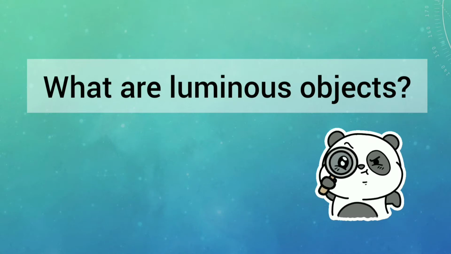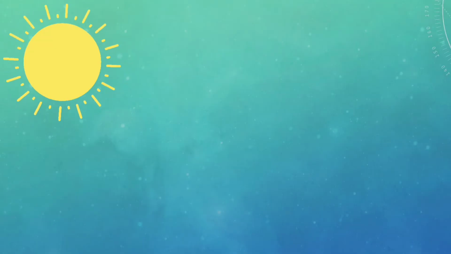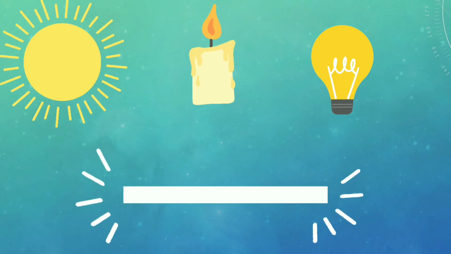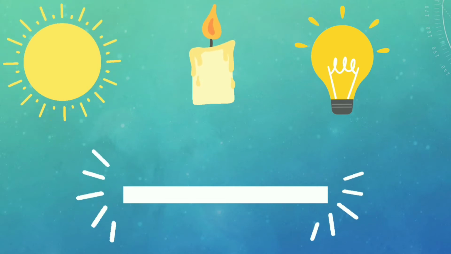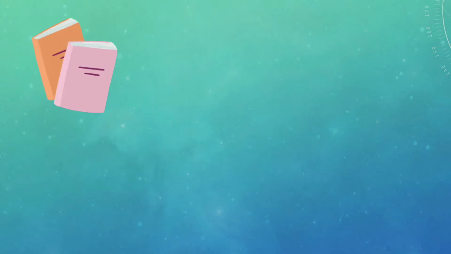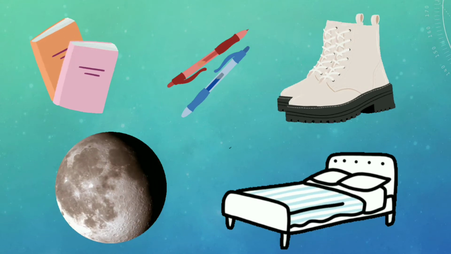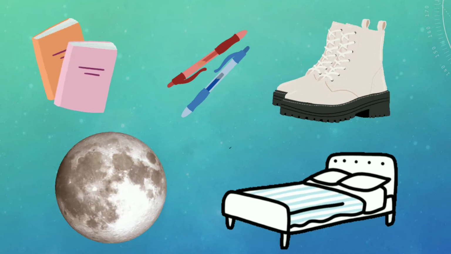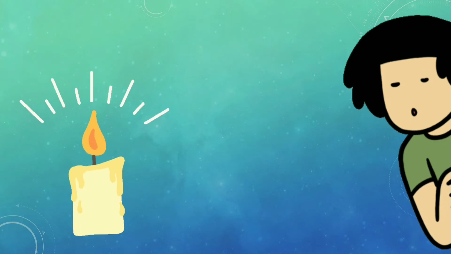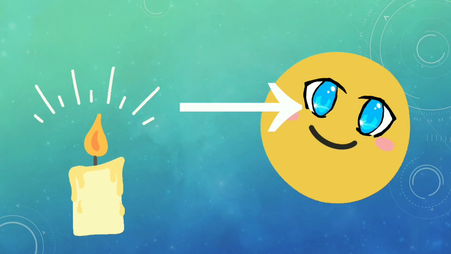So what are luminous objects? Yes, objects that emit light of their own are called luminous objects. Sun, candle, bulb, tube light, etc. are luminous objects. The objects which do not produce or emit light of their own are called non-luminous objects. Book, pen, shoes, moon, bed, etc. are non-luminous objects. Understood?